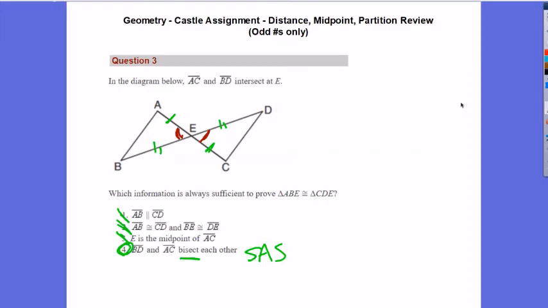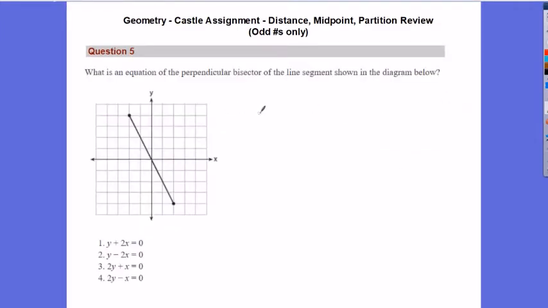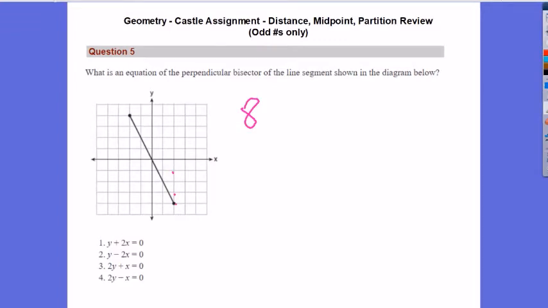All right, question 5. What is an equation of the perpendicular bisector of the line segment shown in the diagram? So perpendicular bisector would have negative reciprocal slope. So it looks like this has a slope of rise 1, 2, 3, 4, 5, 6, 7, 8 over 1, 2, 3, 4. Now we went up 8, but we went left 4, so that's negative 4. So this has a slope of negative 2 over 1, or just negative 2.